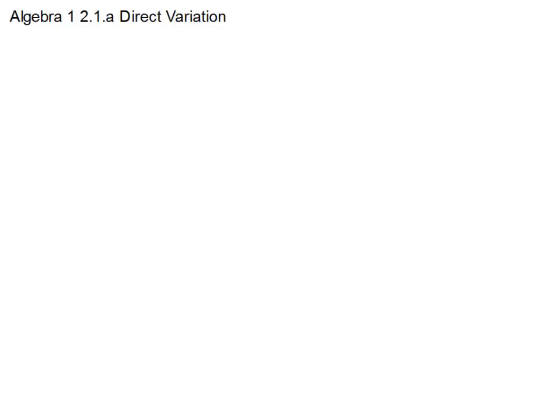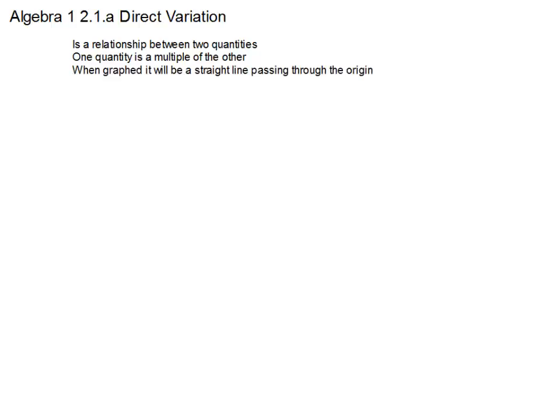Today we'll be talking about direct variation. This would be the tutorial for Algebra 1. So direct variation is a relationship between two quantities. One quantity is a multiple of the other quantity. When a direct variation is graphed, it will be a straight line passing through the origin.